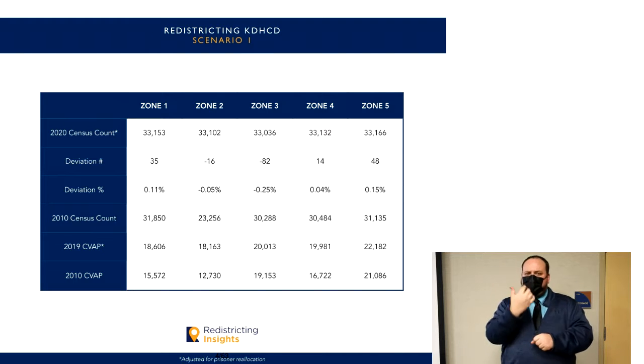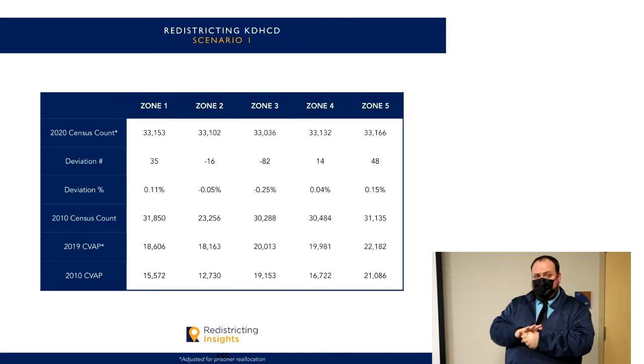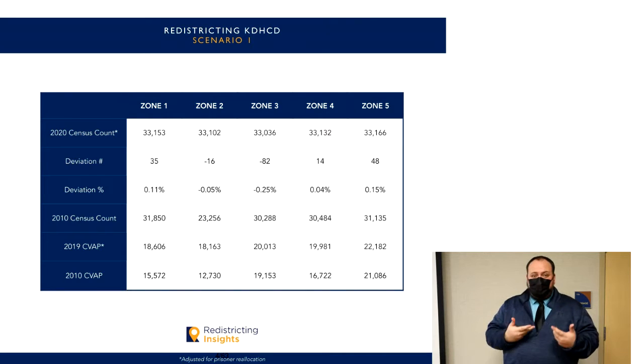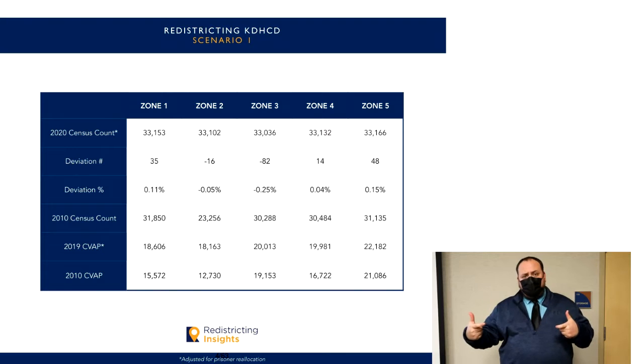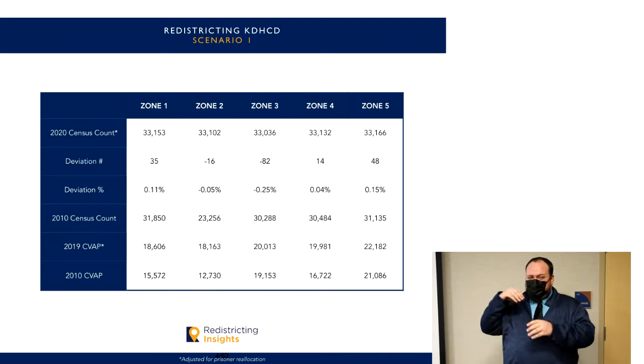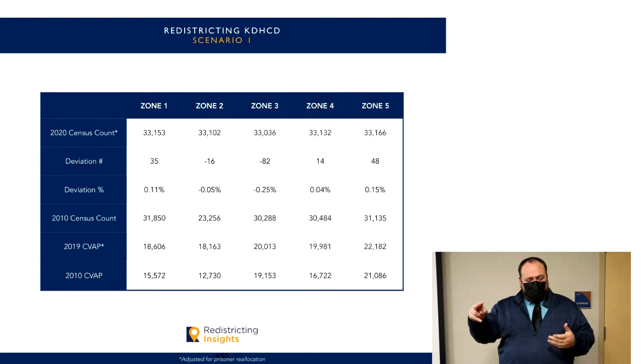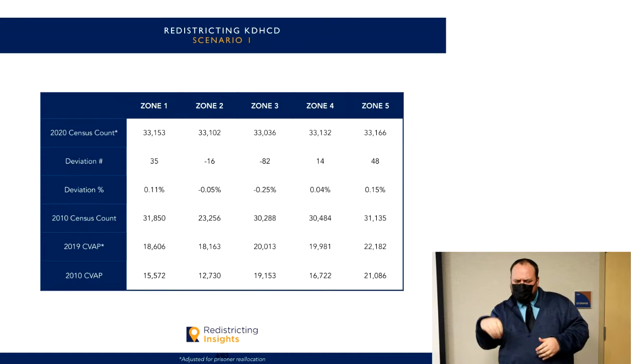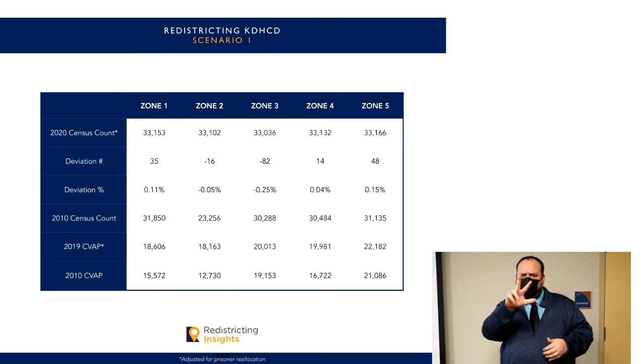So you can see that for this district, we're starting with a population deviation of just 0.04% over. And the largest minority CVAP population that you're going to have in all of these districts is going to be the Hispanic CVAP. So you can see that this district has 43.6% Hispanic CVAP.